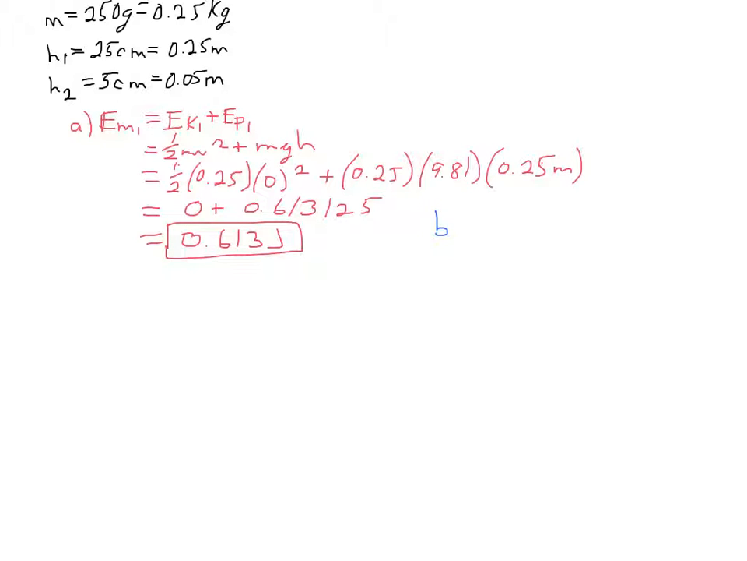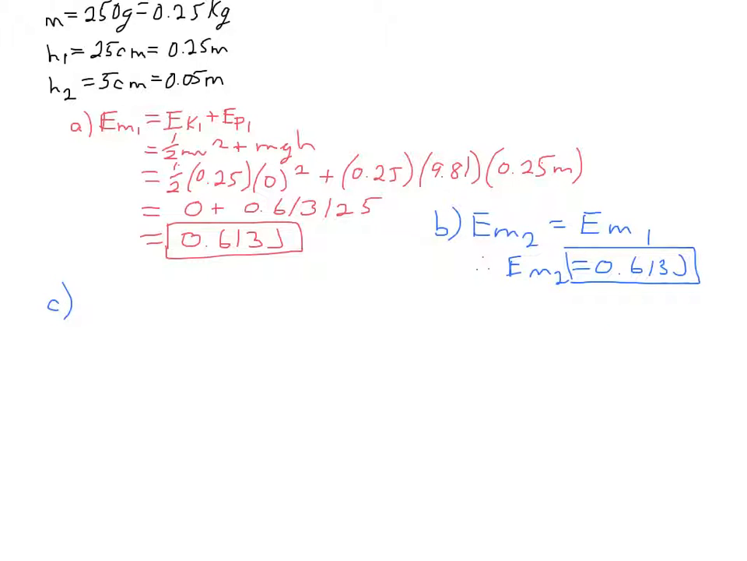For B, it wants to know the mechanical energy at the second point, so it wants to know EM2. But because this is an isolated system, mechanical energy has to be conserved, so EM2 is going to be equal to EM1. Therefore, EM2 is going to equal the exact same thing, and I will box that up as well. For C, it's asking for the kinetic energy at the lowest point, which means our second point. Our mechanical energy at our second point is going to be equal to our kinetic energy at our second point, plus our gravitational potential energy at our second point.